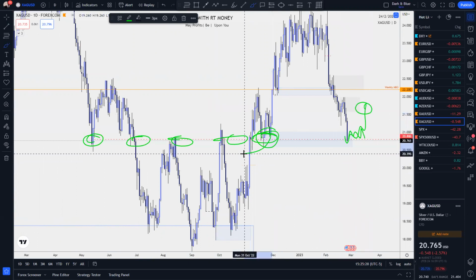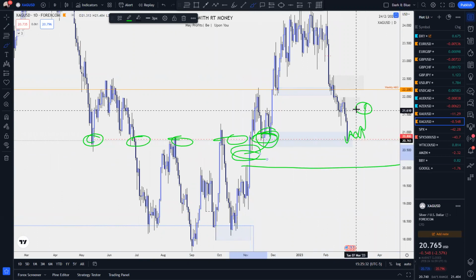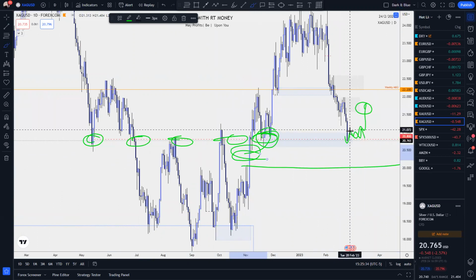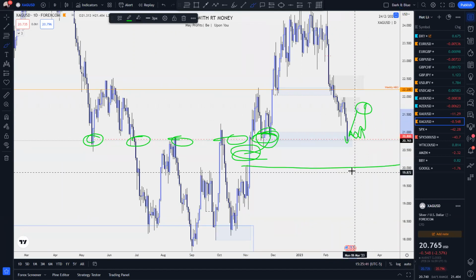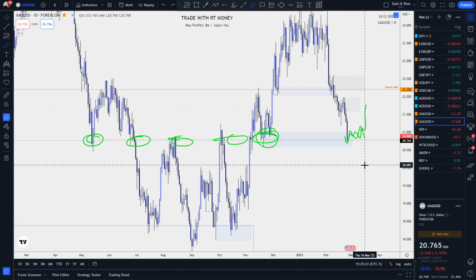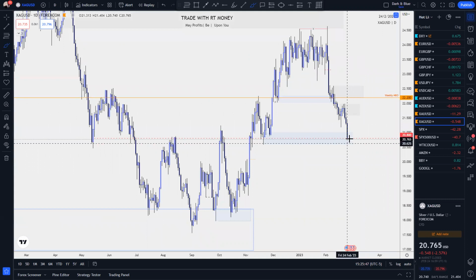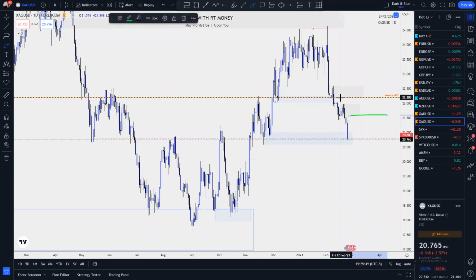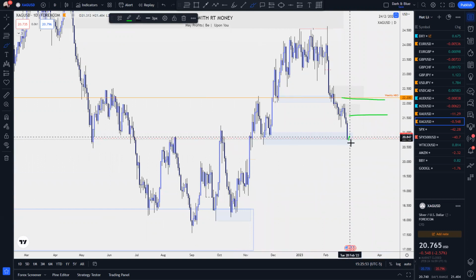Now, if it takes out these lows and comes down here into this fair value gap, the chances of it coming all the way back up here start to weaken. I'm looking for price to come up here and test here and quite possibly here. But if it continues down bearishly, do not take this short from here. I do not recommend it.